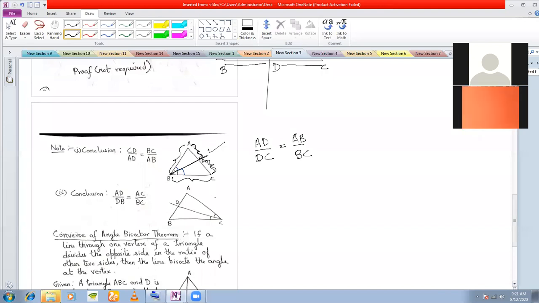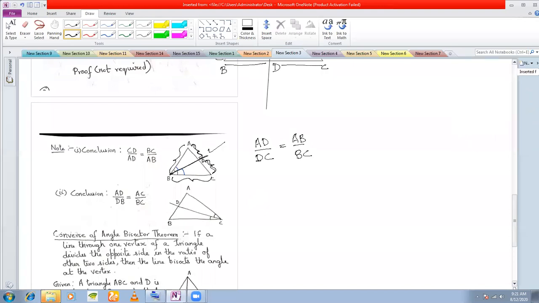Or if you have a figure like this, where your bisector is that of angle C, wherein these two angles are equal, then you can write AD by DB is equal to AC by BC.